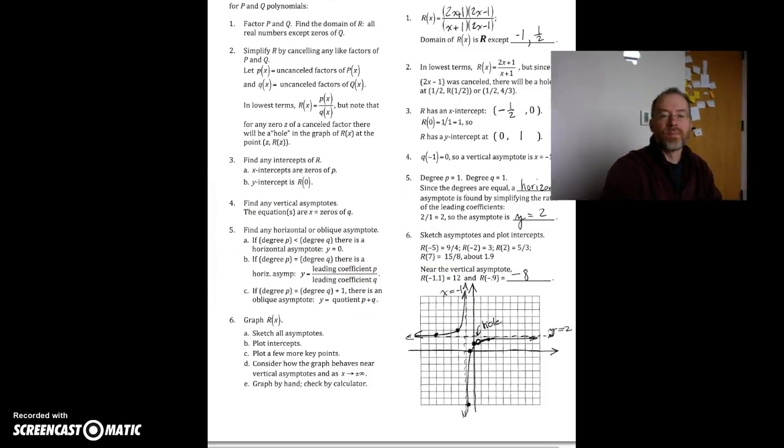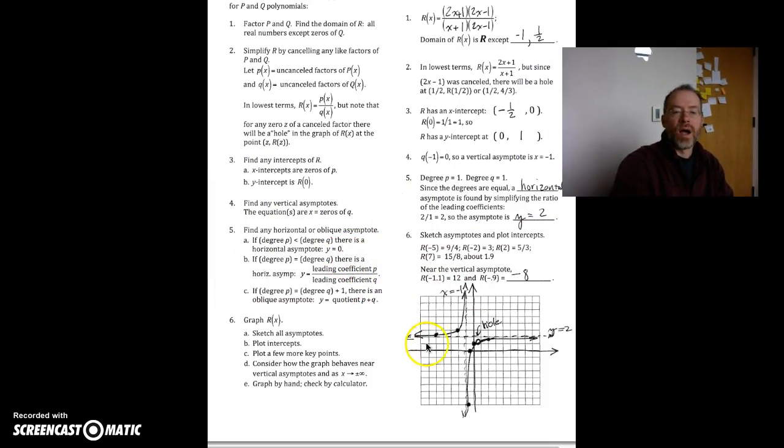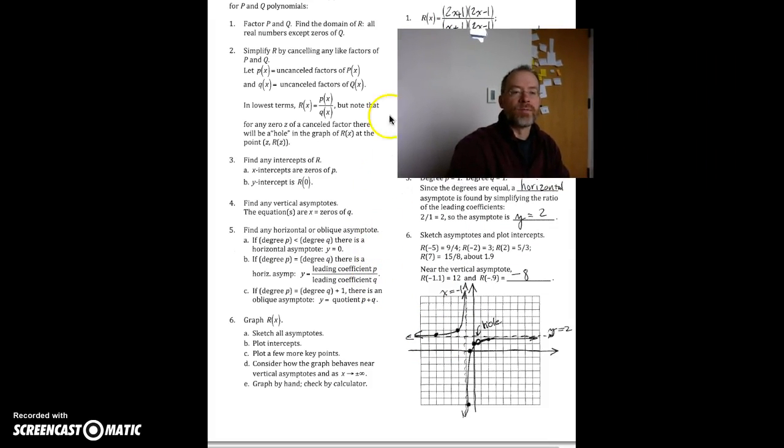Okay, not a great video. I hope if you've got this filled in correctly that you'll be able to follow these steps using this example in order to analyze and graph the rational functions that are on the rest of the activity due on Thursday, and good luck with that.